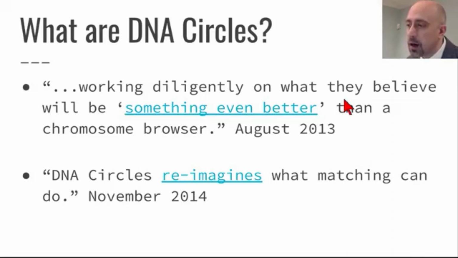However, in August of 2013, there were some rumors swirling about a tool that could be even better than a chromosome browser, and eventually in 2014, in the wake of these rumors, the DNA circles were rolled out.